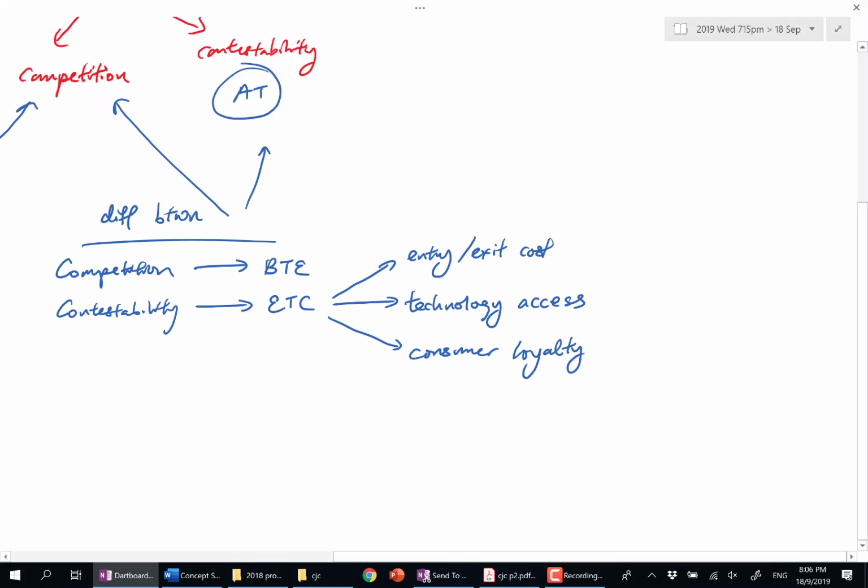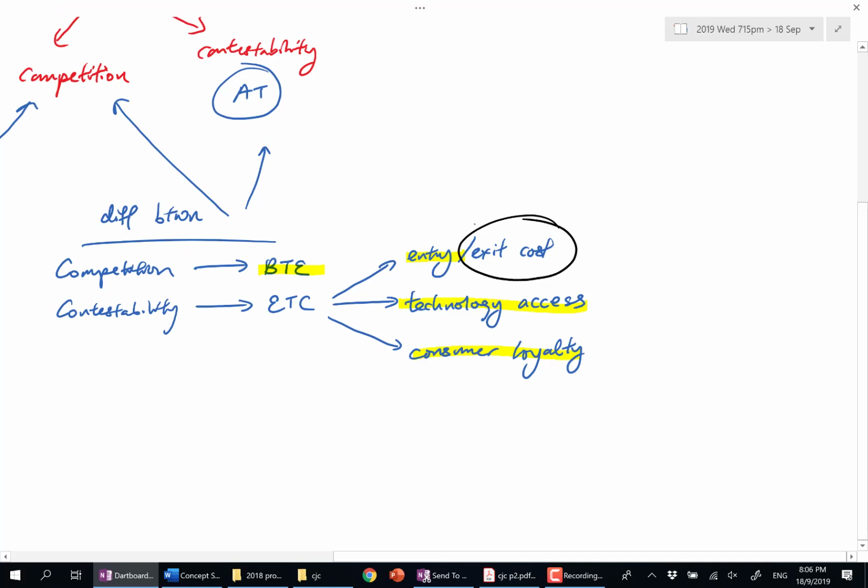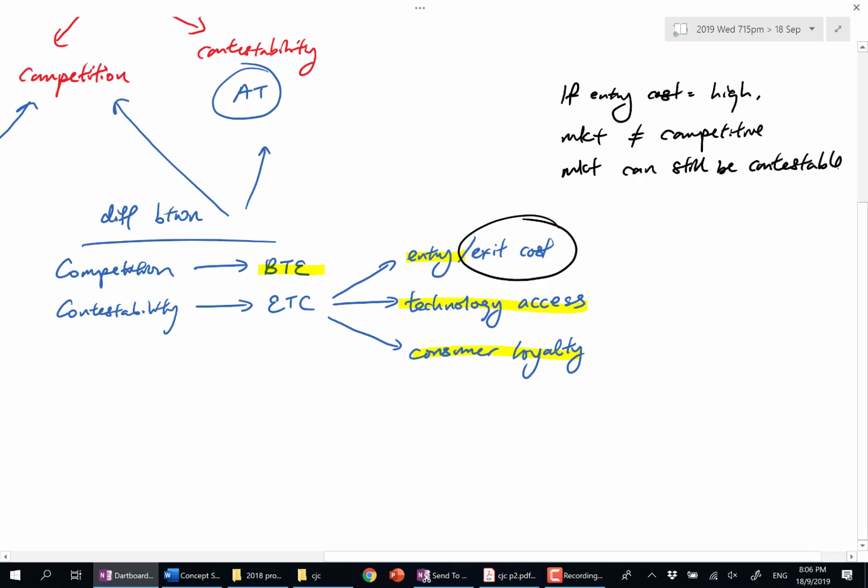You know what? They're all part of barriers to entry. If you go through the list of barriers to entry, you have things like brand loyalty, technology access or knowledge, entry costs, setup costs. So the only thing that stands out is exit cost, which means if the entry cost is high, the market cannot be competitive. But the market can still be contestable. Contestability means you're not talking about actual competition, you're just talking about the threat of competition. Alright, so if your entry cost is high, it's not competitive, it can still be contestable if the exit cost is low.